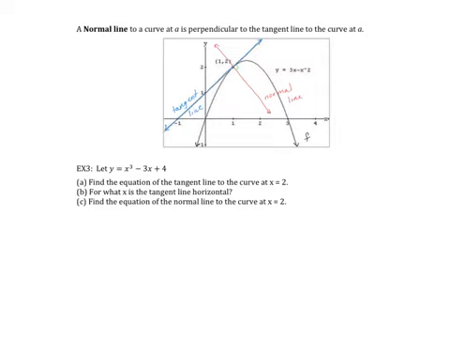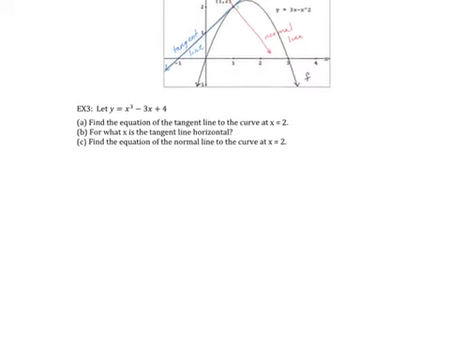In example 3, we're going to look at some function, which is x cubed minus 3x plus 4. And in part A, we want to find the equation of the tangent line. So that would just be an equation of a line. It's going to happen when x is equal to 2. Remember, we need a point and a slope for the equation of a line. So if x is 2, and I put 2 into my function y, I get back 6. So I have a point, (2, 6). I need the slope.